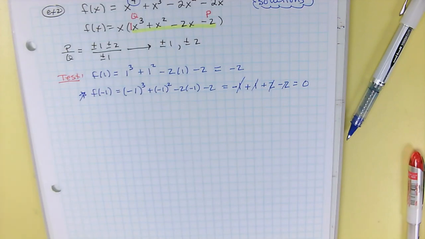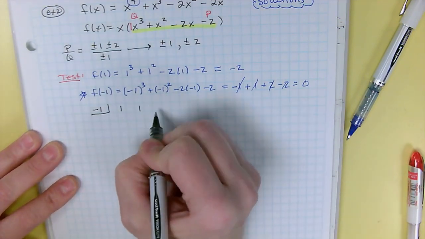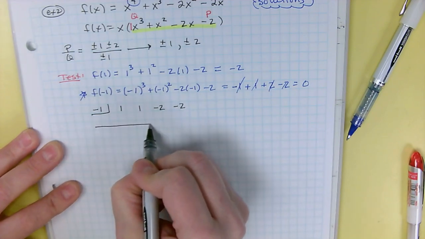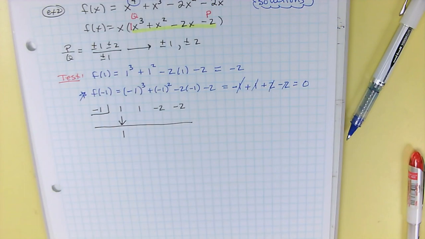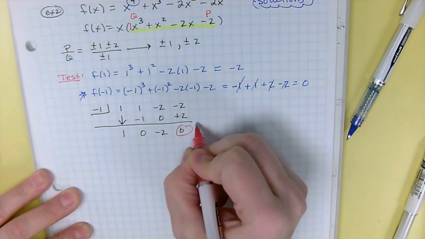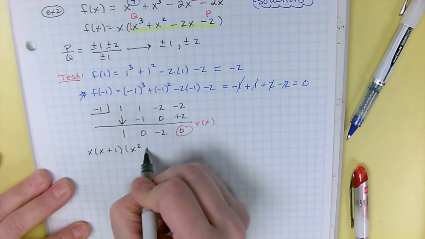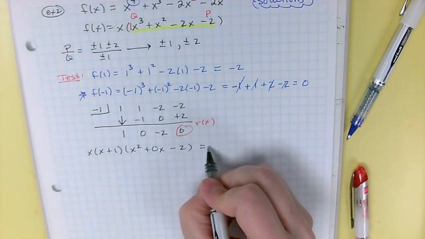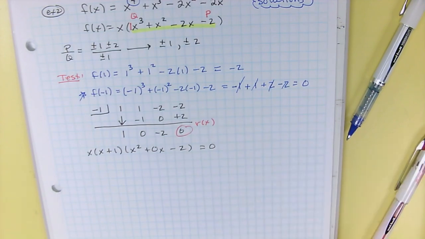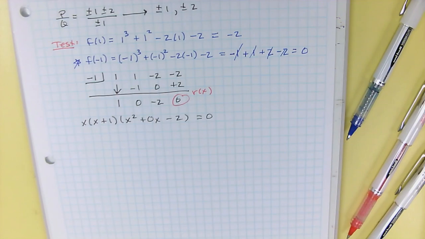All right, so now that we know that -1 is a 0, let's divide it out. So put the -1 in the box. And then my coefficients are 1, 1, -2, and -2. And go ahead and do that synthetic. When you're done, write the factored form and look up to check your answer.